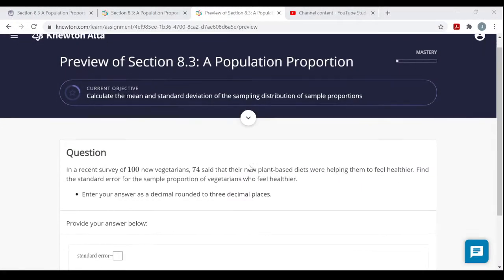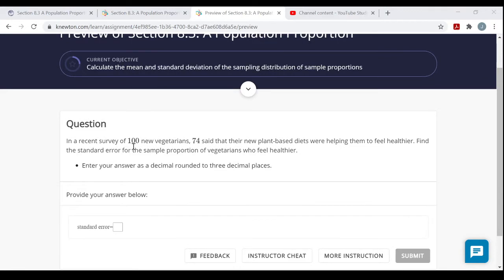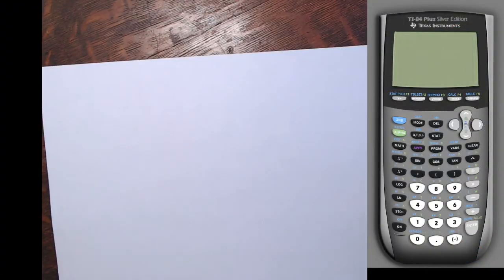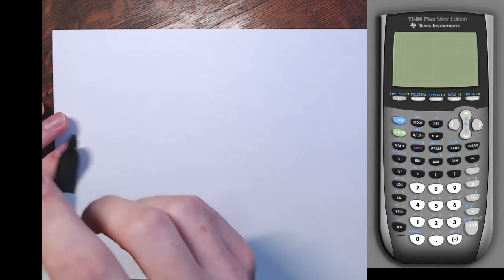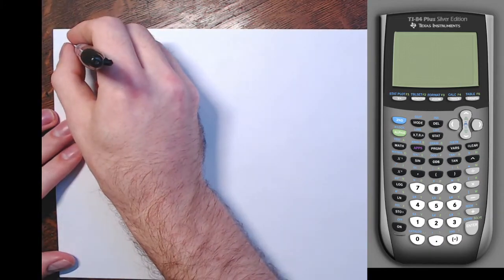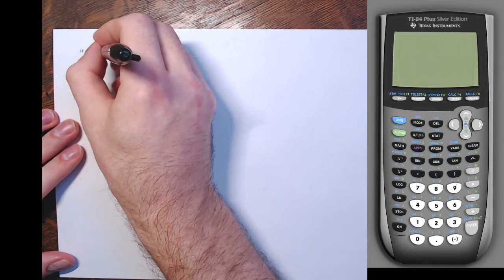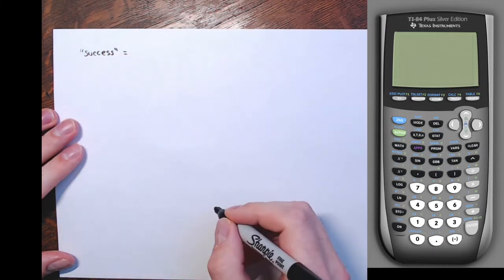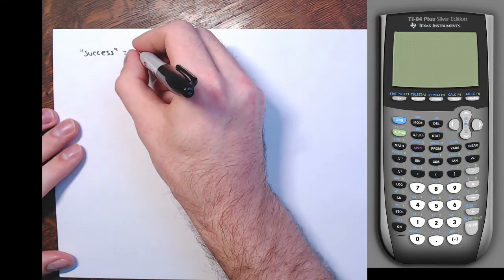All right. So here, in a recent survey of 100 new vegetarians, 74 said that their new plant-based diets were helping them feel healthier. So it's asking us to find the standard error, or the standard deviation, for the sample proportion of vegetarians who feel healthier, and round to 3 decimal places. So again here, I'll identify some things now. A success in this particular problem was feeling healthier.